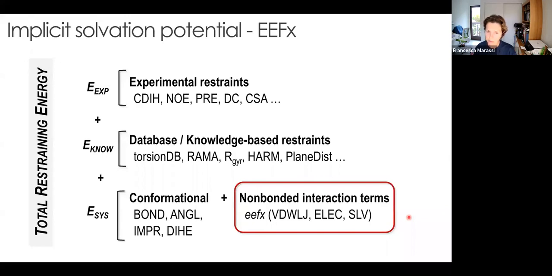So we have worked together with Charles Schwieters to develop this effective energy function that's essentially an implicit solvation potential for NMR structure calculation. So it's something that you find embedded with Explore NIH. And what this does is it basically replaces the non-bonded interaction terms with an energy function derived from the work of Lazaridis and Karplus that now incorporates a full Lennard-Jones type van der Waals term, an electrostatic term, and a solvation term.